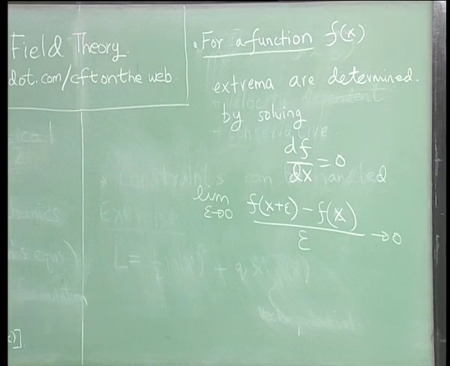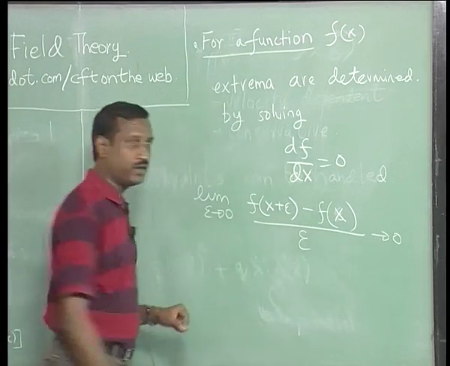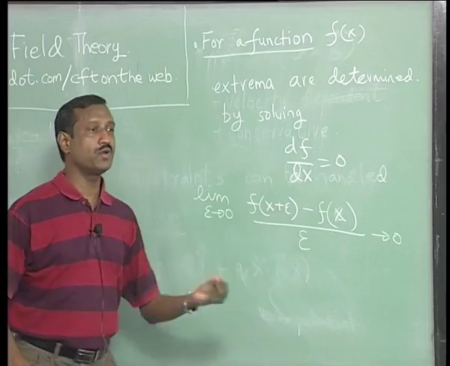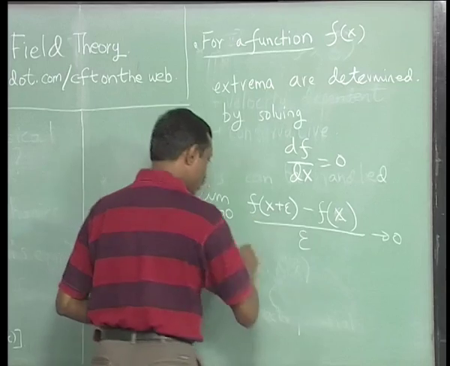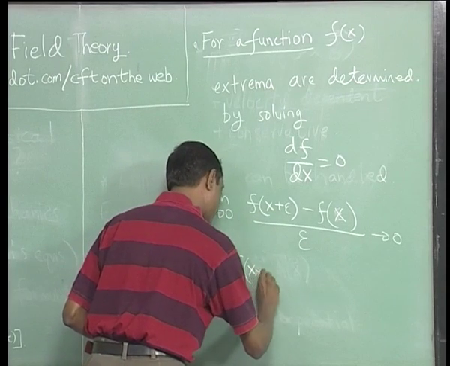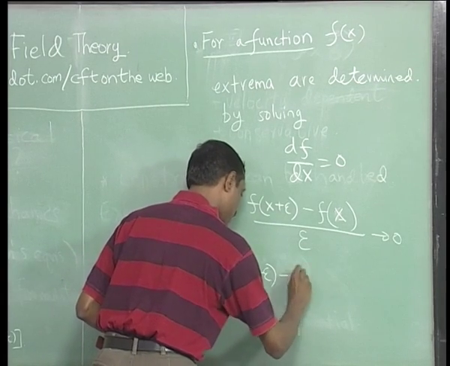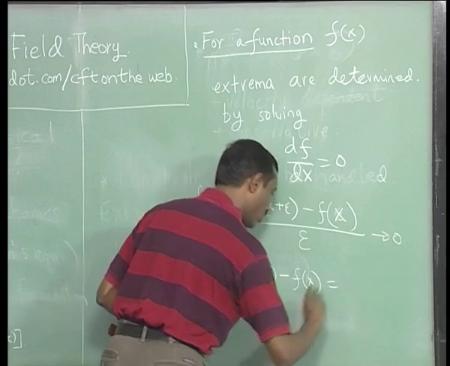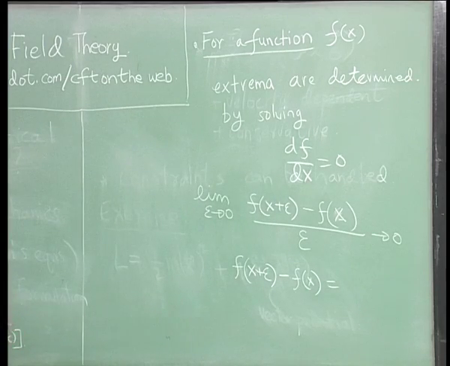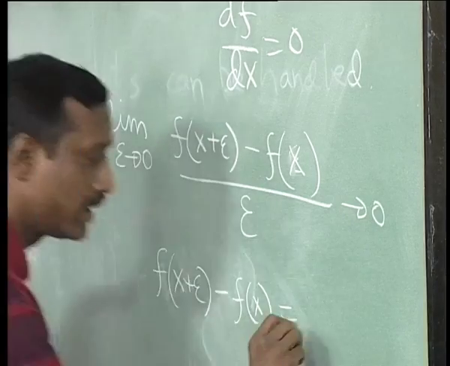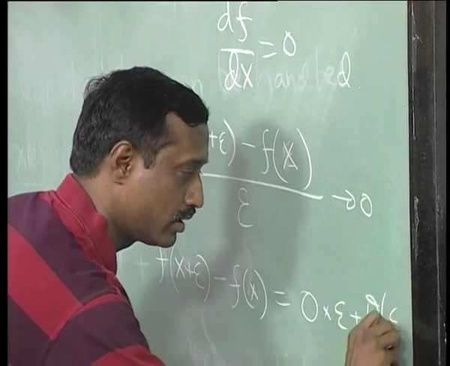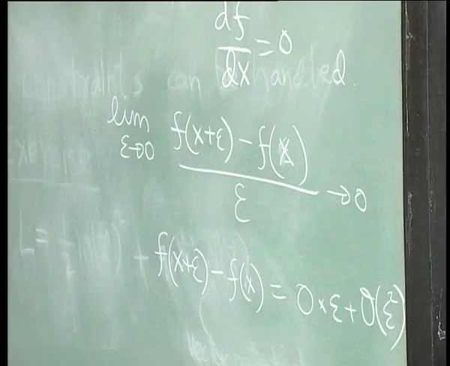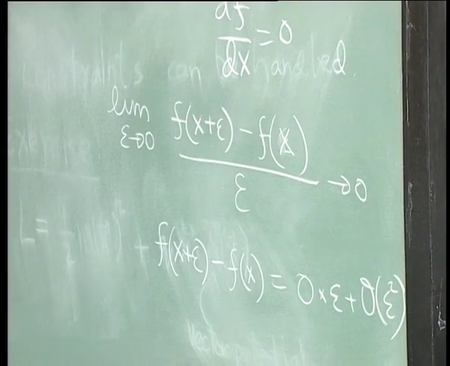But you can do it in a slightly different manner, in a formal manner. Think of epsilon as a small number. If you did f of x plus epsilon minus f of x, you know that there is a full Taylor series, but the key point here is it is 0 times epsilon plus order epsilon squared. This is another way of stating it.